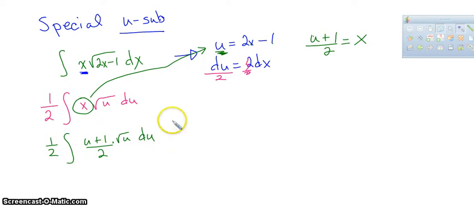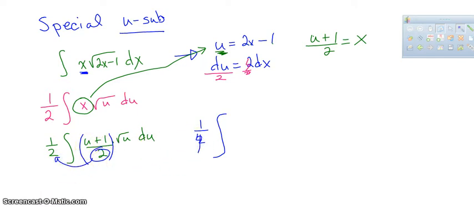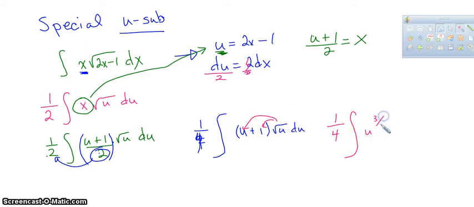So now what? Well, now you can distribute. Because this whole thing is there, I'm going to move this 2 out front also. So instead of a 2 there, that's going to be a 4, because this 2 and this 2 are both in the denominator. All right, so then I have u plus 1 times the square root of u du. So now I can just distribute. I have 1/4. Now my 4 looks nicer. Square root of u times u gives me u to the 3/2, plus square root of u times 1 gives me u to the 1/2 du.